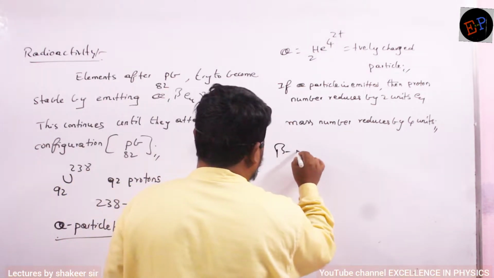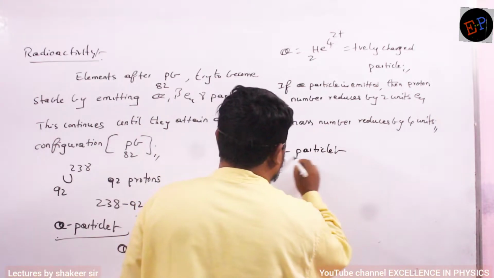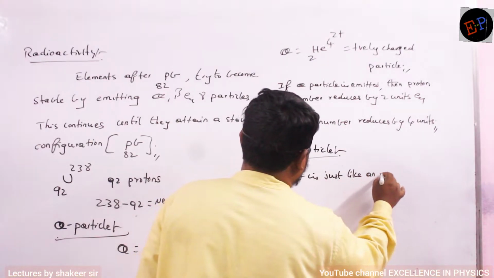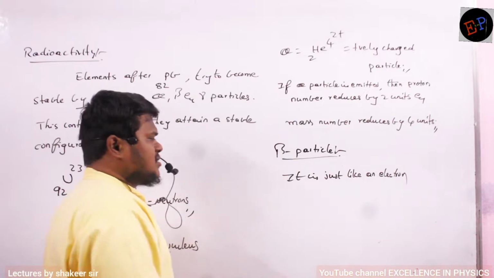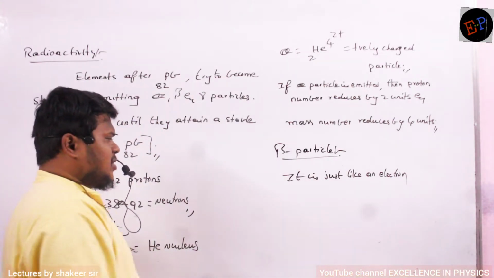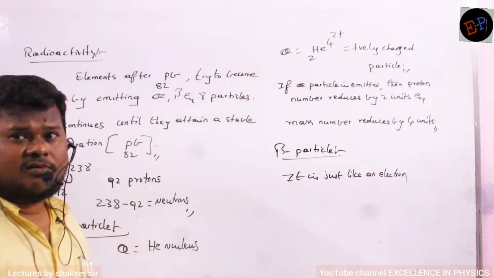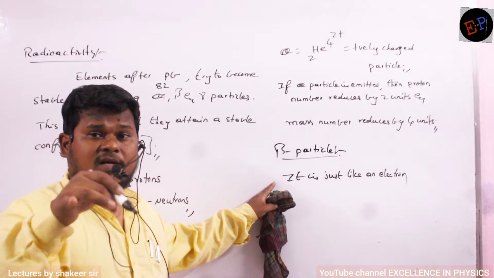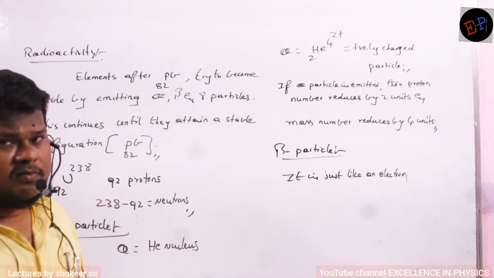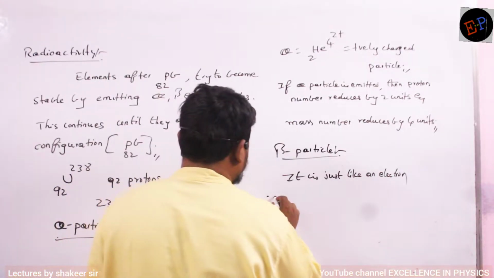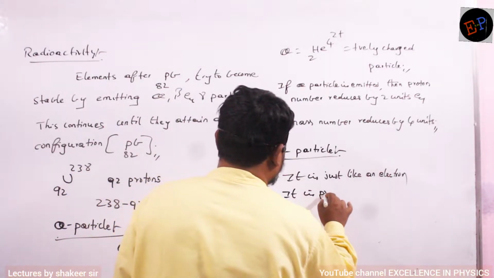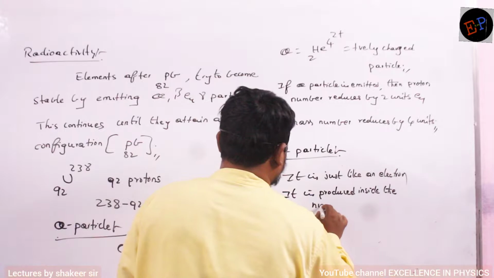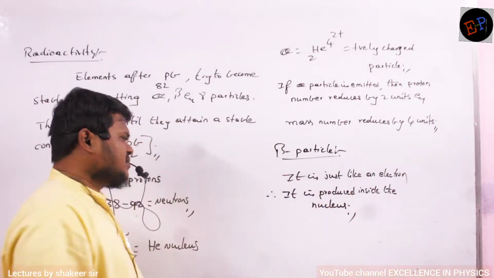Then we study about the beta particle. What is a beta particle? It is just like an electron. The beta particle is just like an electron itself. But the point is that this electron is not the electron which is revolving around the nucleus. This electron is formed inside the nucleus. Therefore it is produced inside the nucleus.